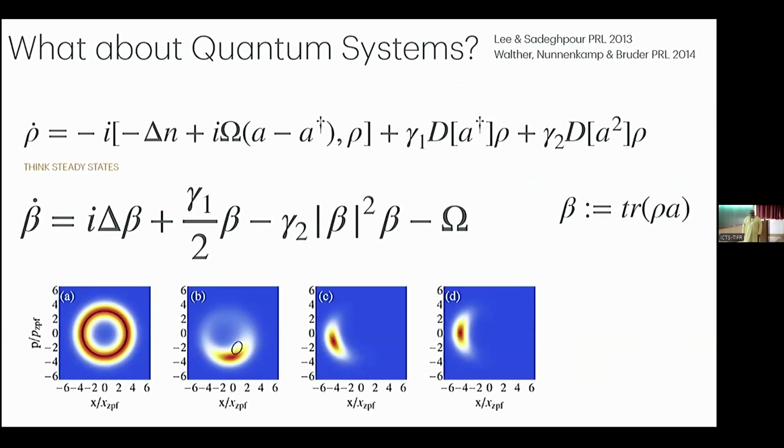Now, why do we care about this in this conference? Because going back to the original motivations in 13 and 14 by Sadeghpour, Bruder, Noonan, Kemp, and so forth, they wrote this master equation down. It's a harmonic oscillator with a drive, and then there are two dissipators, a linear pump and a nonlinear damping. And if you write the expectation value of the annihilation operator, it appears exactly like the equation I just showed you. This is a phase invariant oscillator.